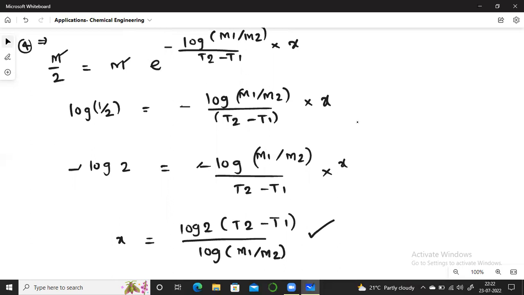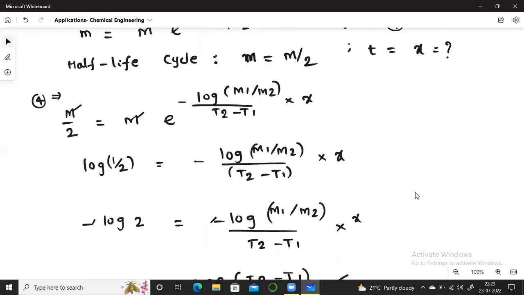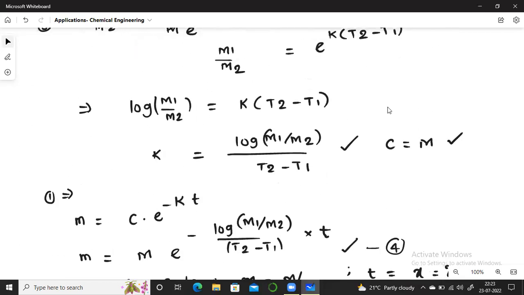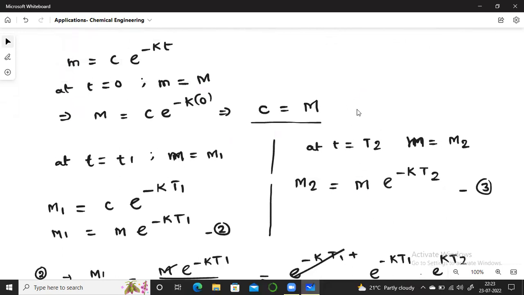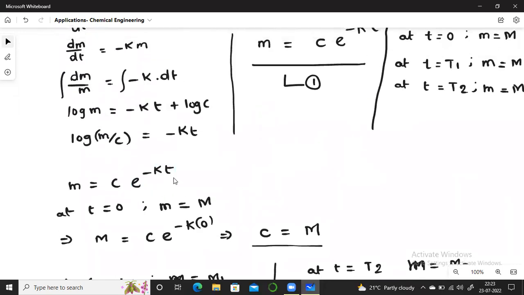I will just give you a small recap. Generally, if a body of mass m is given, it will disintegrate with respect to time. Firstly, we take that dm by dt is directly proportional to the mass of the body. With that, we derived one equation, that is small m is equal to c into e to the power minus kt. Once you get this equation, then you can apply initial conditions and solve whatever problem they have asked.